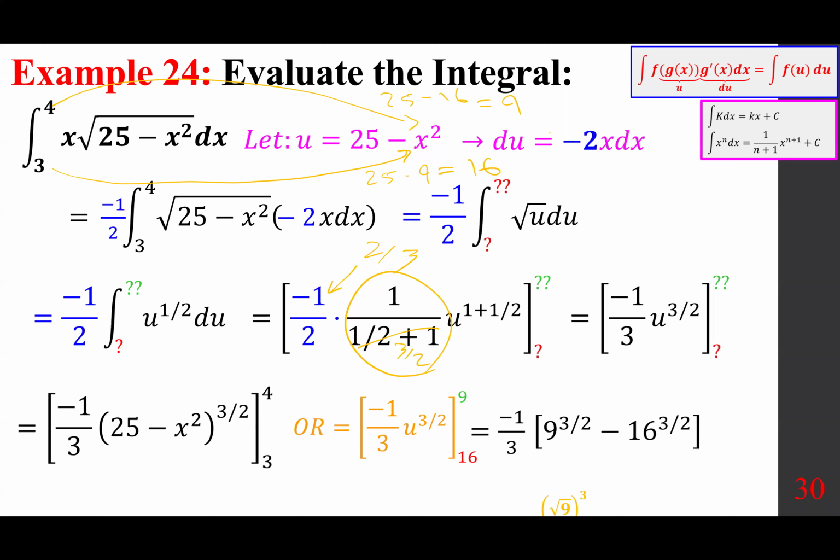Now, to evaluate 9 to the power of 3/2 means square root of 9, which is 3, cube it, becomes 27, minus square root of 16 is 4, cube it, 64. The difference is negative 37. We get 37/3.